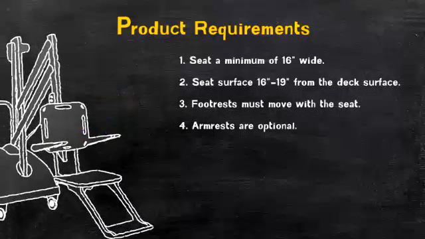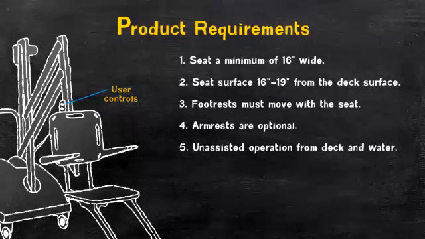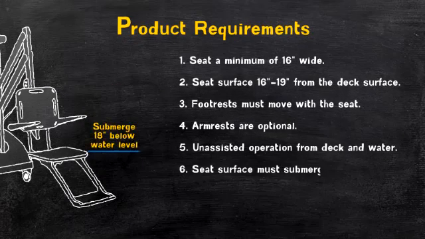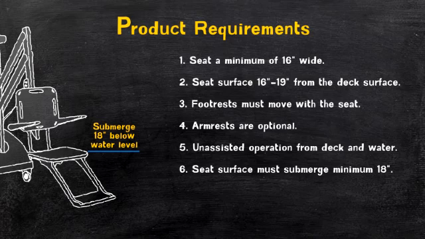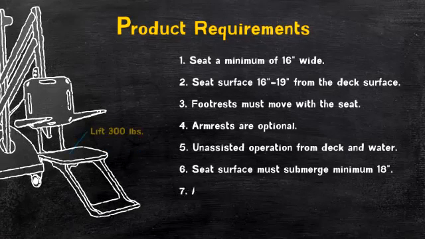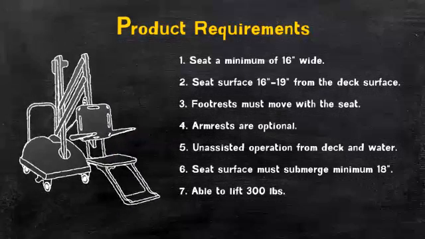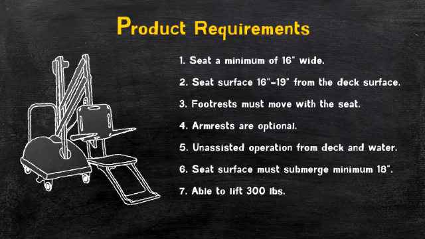seat. User controls must allow for unassisted operation from both the deck and water levels. The seat surface must be able to be submerged a minimum of 18 inches below the water line. And the lift must be able to lift 300 pounds. All of these items are required in order to conform to the ADA product design guidelines. But remember, product conformance is only half the equation.